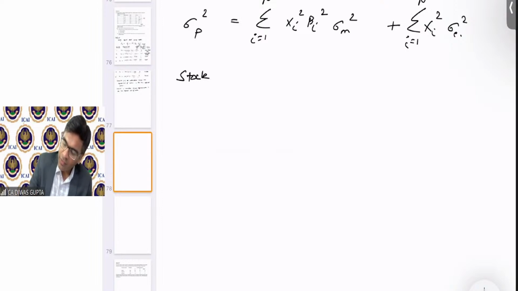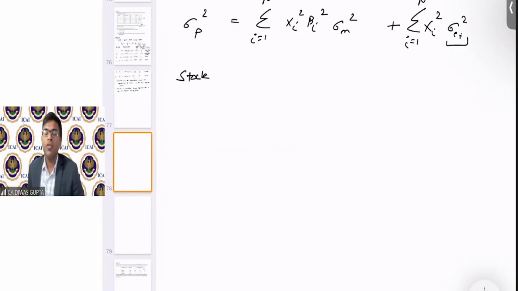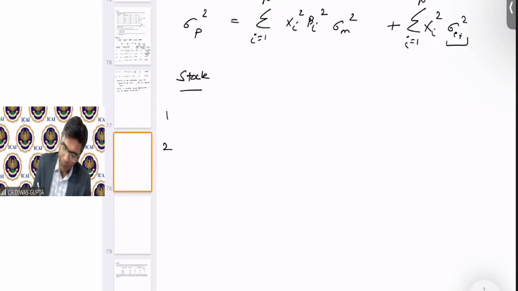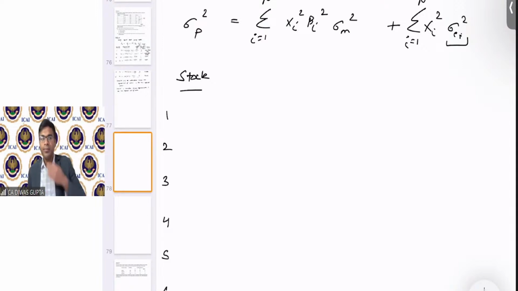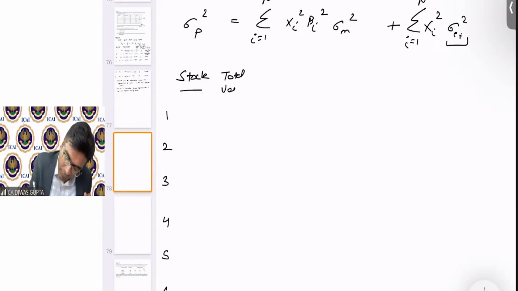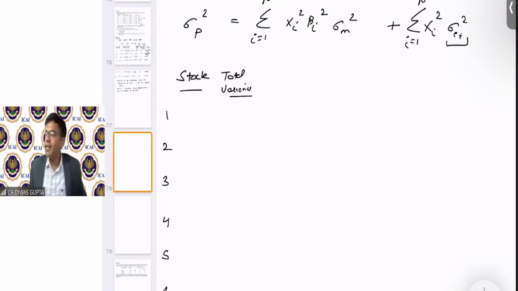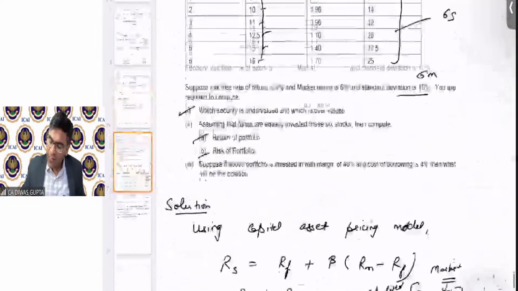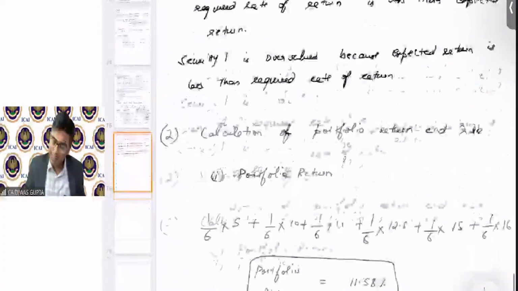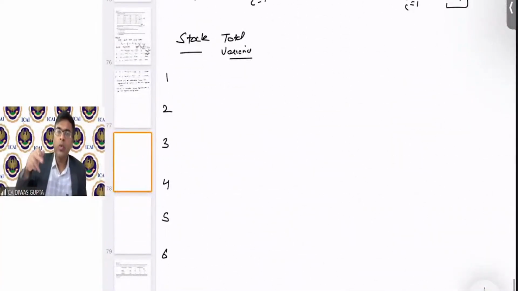Now, first of all, we have to calculate this residual variance because what we have been given in the question is the overall number, right? So stocks 1, 2, 3, 4, 5, and then 6. What is their total variance? Total variance is the square of what has been given as standard deviation. So they have given us 9 percent, right? So 9 percent into 9 percent will be 0.0081.